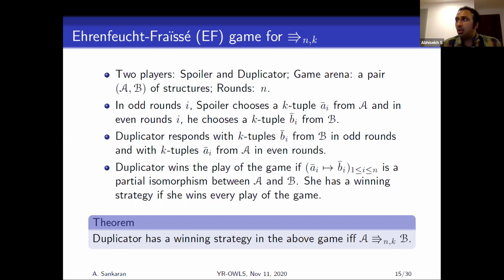With this playing of the spoiler and the duplicator in every round, eventually at the end of n rounds you would have gotten n k-tuples, and you would say that the duplicator wins the play of the game if the map which sends Ai to Bi is a partial isomorphism between A and B, which means all quantifier-free relationships that are there between the elements of Ai and Bi, and Ai and Aj, and Bi and Bj, are the same.